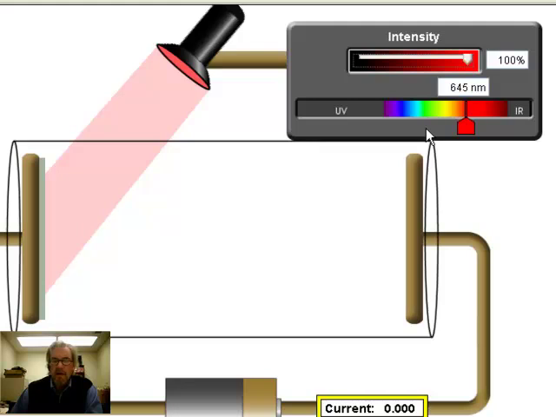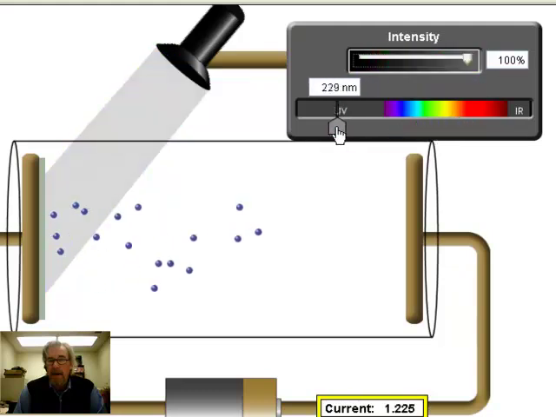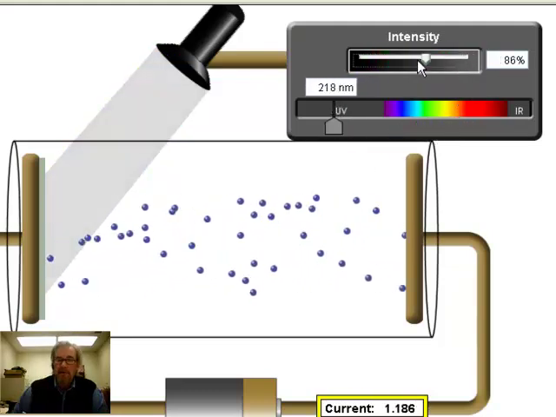Wave theory would say the bigger the amplitude, the taller the wave, the higher the intensity, the more current you're going to get because you're going to destroy more atoms with a big, powerful, high amplitude wave. And it doesn't really matter what the frequency is. But here we're seeing the intensity doesn't matter. It's the frequency. Everything's about frequency. These low frequency waves don't do anything. The high frequency waves, even at low intensity, can still produce current.